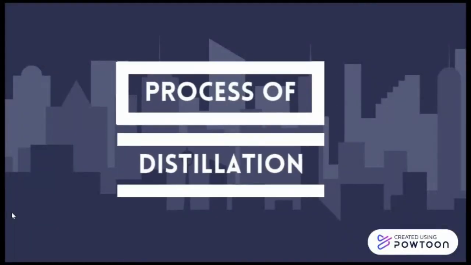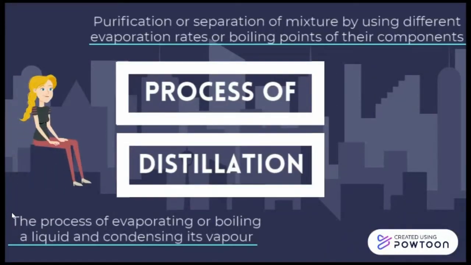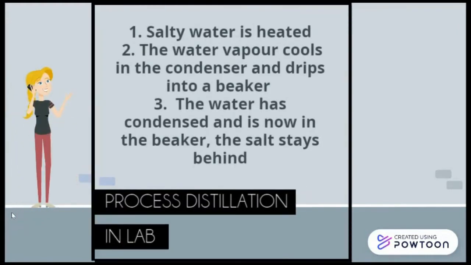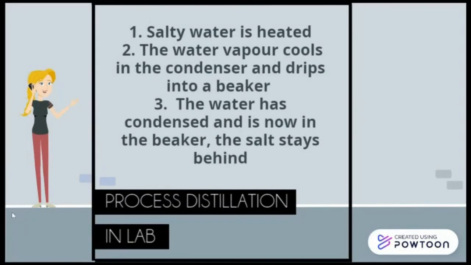The process of distillation is the process of evaporating or boiling a liquid and condensing its vapor. It is also the purification or separation of a mixture by using different evaporation rates or boiling points of its components. The process of distillation in lab. First of all, salty water is heated, then the water vapor cools in the condenser and drips into a beaker. Finally, the water has condensed and is now in the beaker, and the salt stays behind.